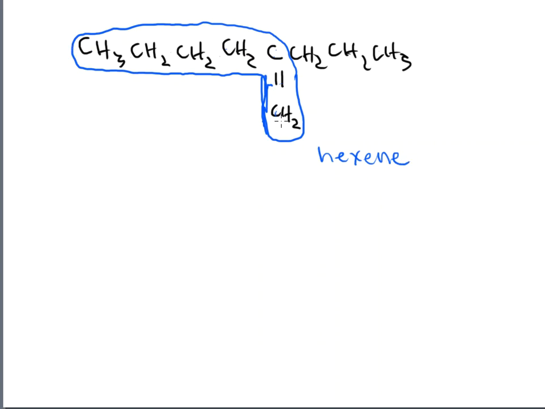I number over here to the right-hand side. This is going to be carbon number 1 right there because this has my double bond on it. And this is carbon number 2, this is 3, this is 4, this is 5, and this is 6. So on carbon number 1, that is my double bond. This is a 1-hexene right there.